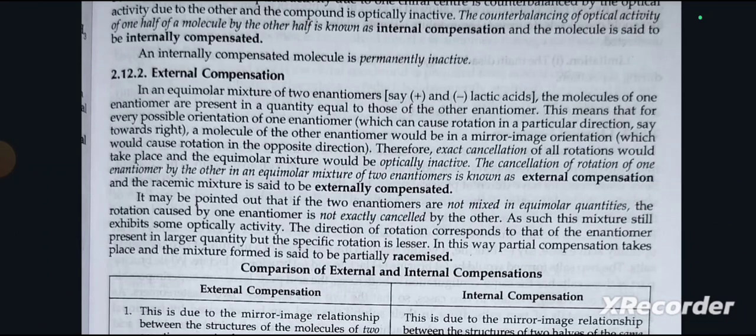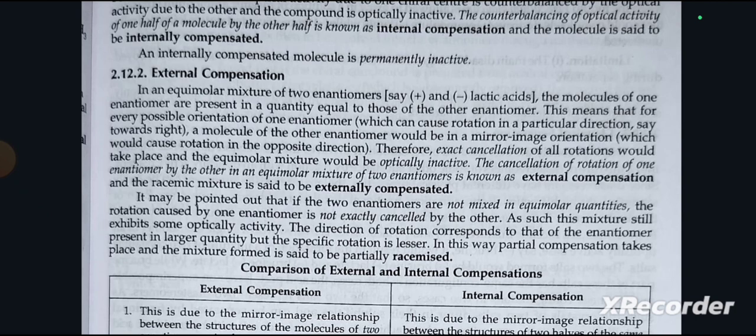2.12.2 External compensation. In an equimolar mixture of two enantiomers, say plus and minus lactic acids, the molecules of one enantiomer are present in a quantity equal to those of the other enantiomer. This means that for every possible orientation of one enantiomer which can cause rotation in a particular direction, say towards right, a molecule of the other enantiomer would be in a mirror image orientation which would cause a rotation in the opposite direction. Therefore, exact cancellation of all rotations would take place and the equimolar mixture would be optically inactive.